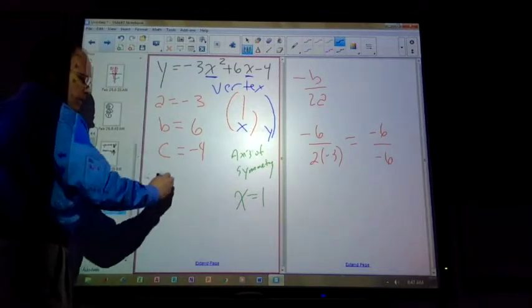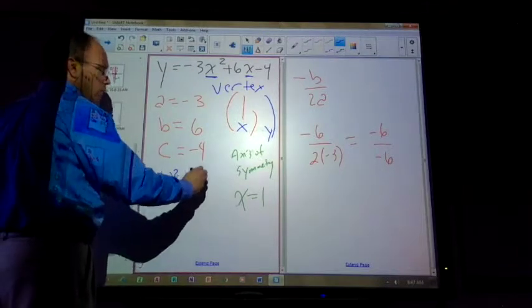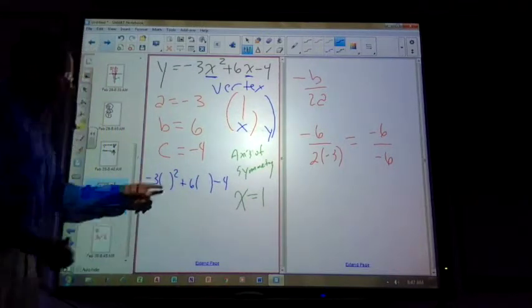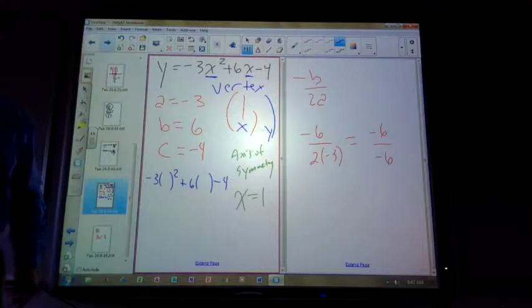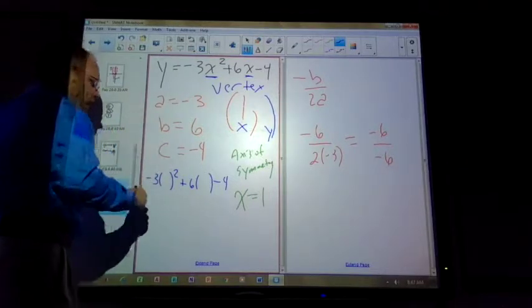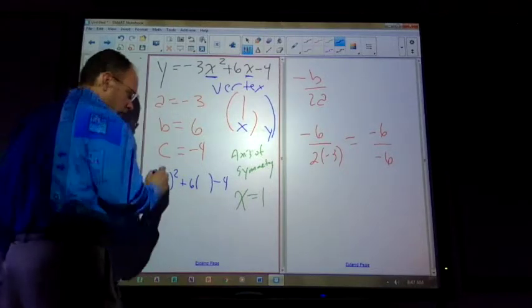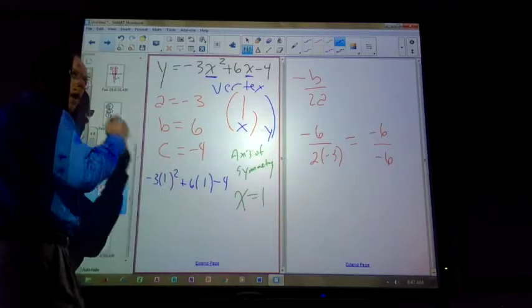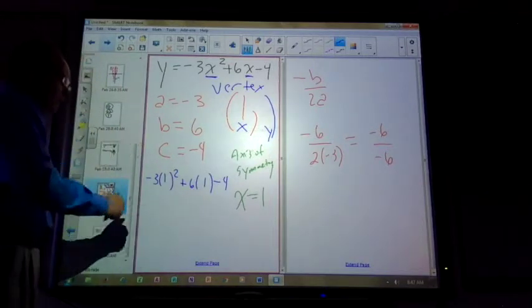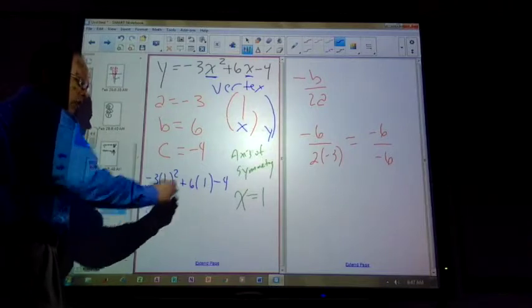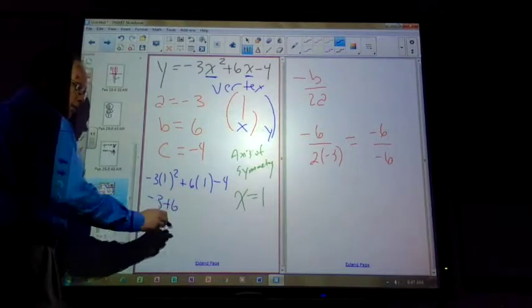Negative 3 times 0 squared plus 6 times 0 minus 4. Hey, what was here and what was here? Axis. X's. And what am I going to put there right now? 1. I'm putting 1 here, 1 there, 1 there. 1 squared is 1. 1 times negative 3 is negative 3. 6 times 1 is 6. Minus 4.